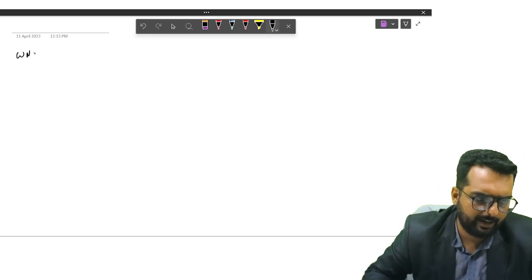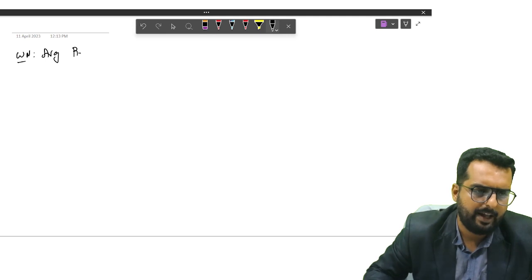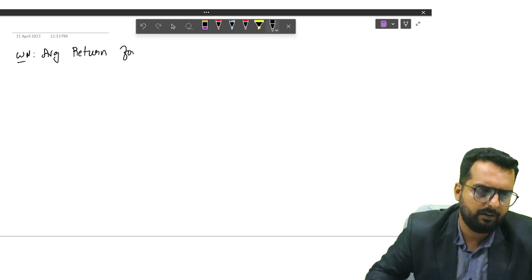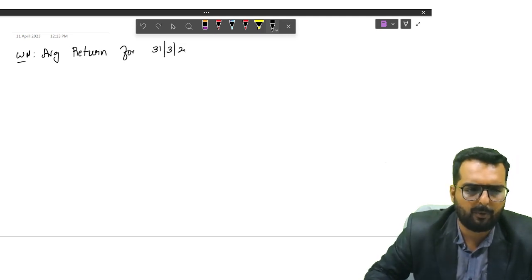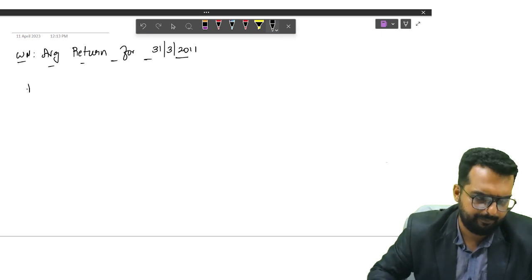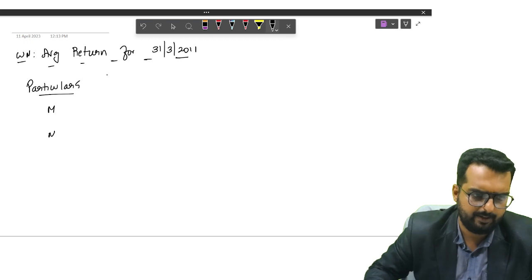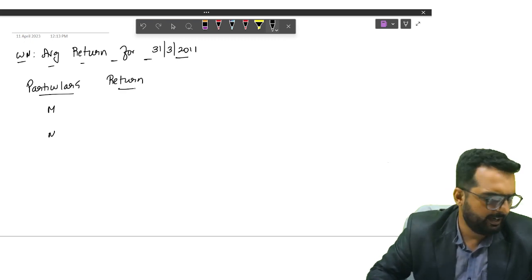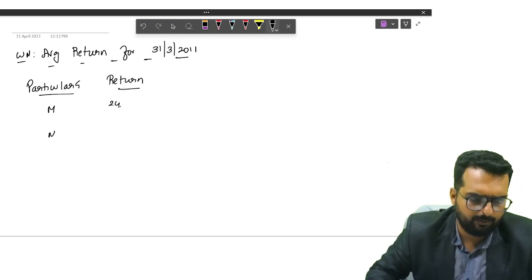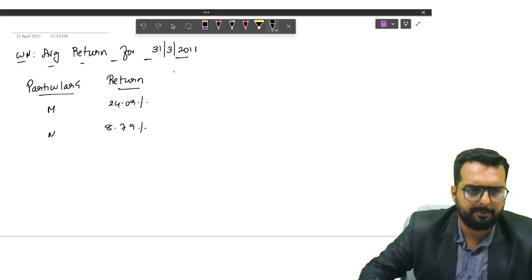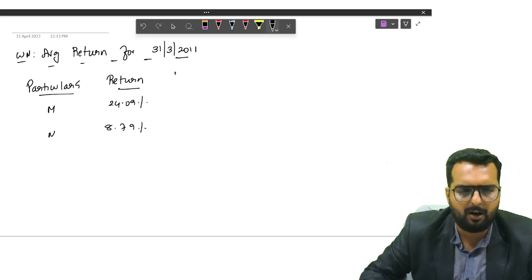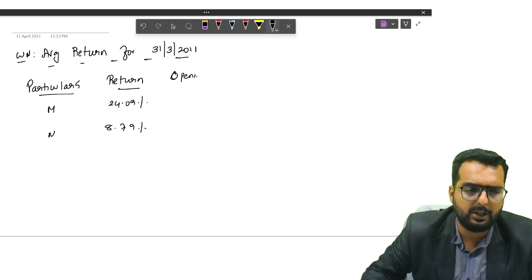Same way I can go and write down the next one. Average return for 31/3/2011. Particulars M, N. We have already got the return. How much is the return that we have got? 24.09%, 8.09%, correct? Now, what is the opening value as on that date?